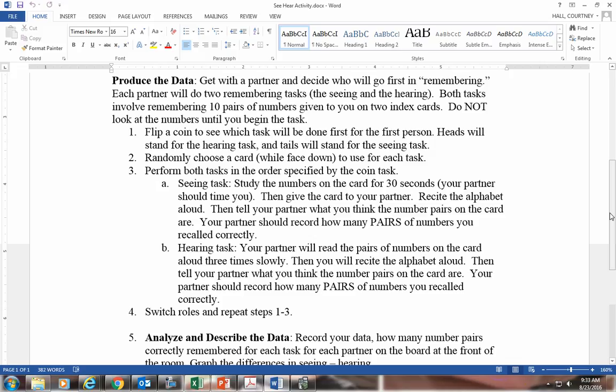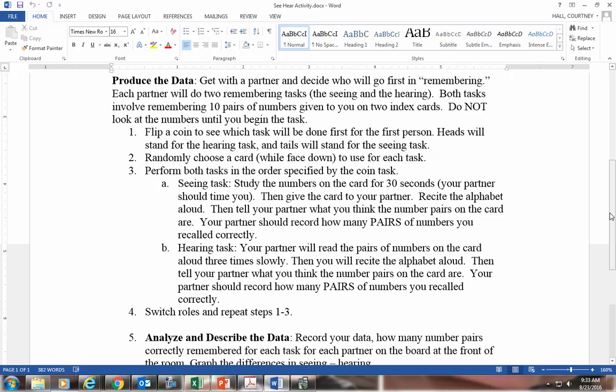So how do we do this? Number 2, you're going to randomly choose a card face down for each task. Perform both tasks in the order specified by the coin task. So if you choose a card and you use it for seeing, don't use it between your partners again, because if you remember some of the numbers from the seeing, you don't want it to affect the data from your hearing or your other partner's data. So I'm going to put 4 cards at each table, and you should be sharing among the 4 people and only use 1 each time.